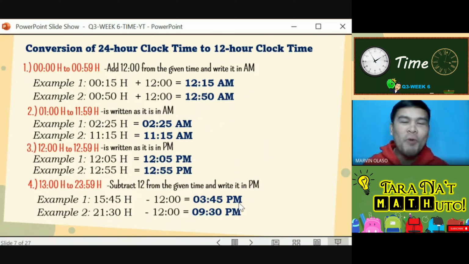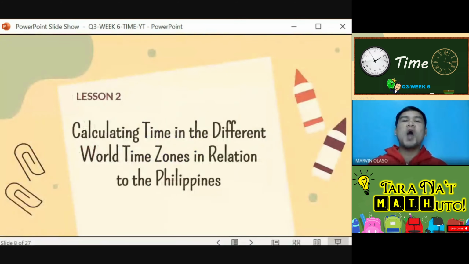So, ganun lamang po ang conversion natin, no? Take note of the brackets kung ano-ano yung mga dapat na tandaan. Ayan, ang ating conversion. Again, please don't forget the conversion because we will be using that to the next lesson. So, let's go! Our lesson number 2 is all about calculating time in the different world time zones in relation to our country, the Philippines.